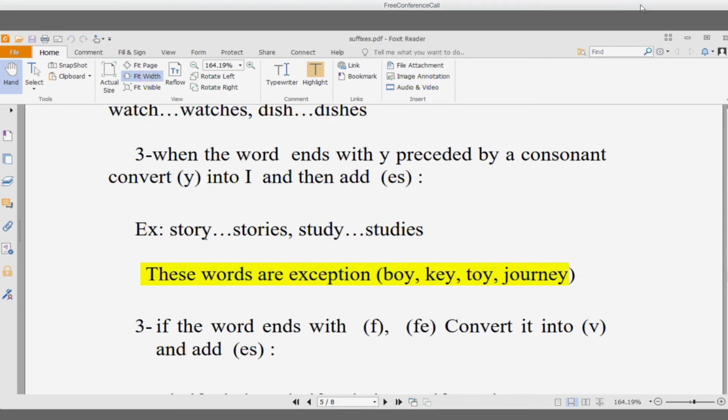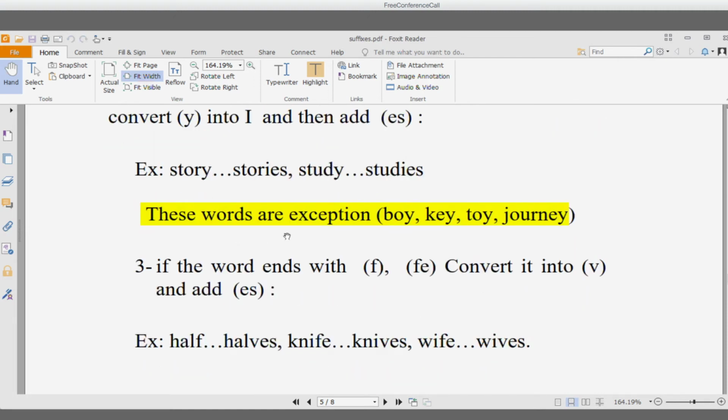We converted the Y at the end of the word into I because it's preceded by R and then we add ES. The same with study, the word study. It ends with Y preceded by D, which is a consonant letter, so we convert the Y into I and we add ES to make plural.